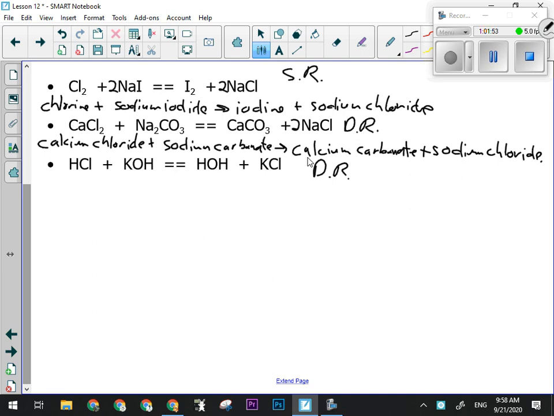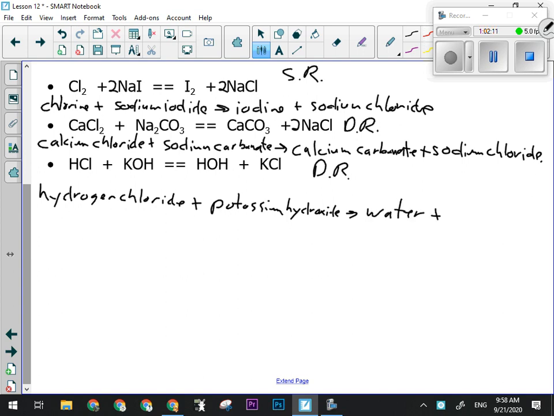When I'm writing out the names, I have hydrogen chloride. Potassium hydroxide. They're reacting to form water and potassium chloride. If I don't see any little numbers, everything is a what? A 1. Are those really easy to balance then? Yes, there are no little numbers. They're already balanced. Everything's a 1 on both sides. So I have nothing to do here. I don't have to write any numbers.